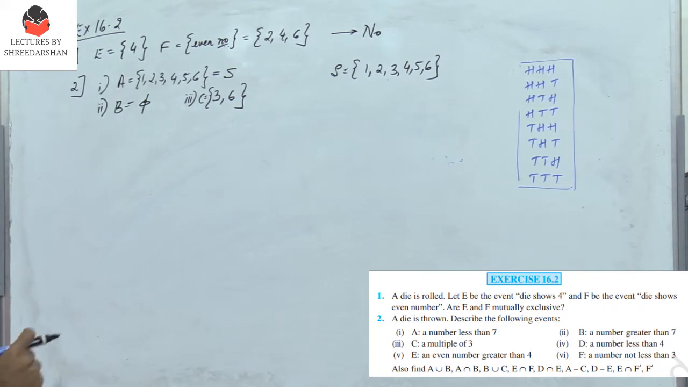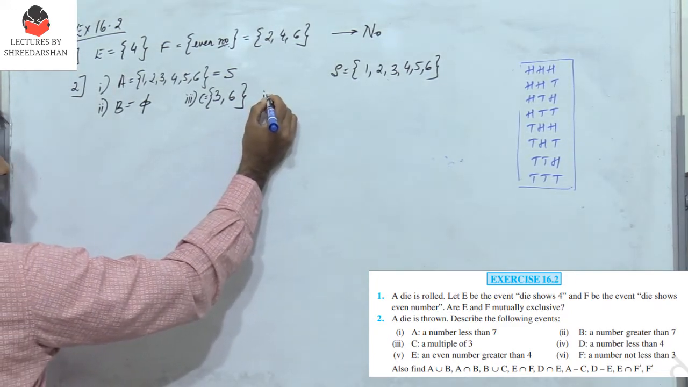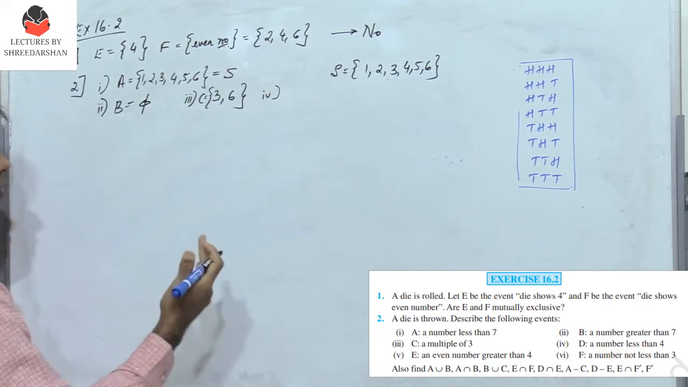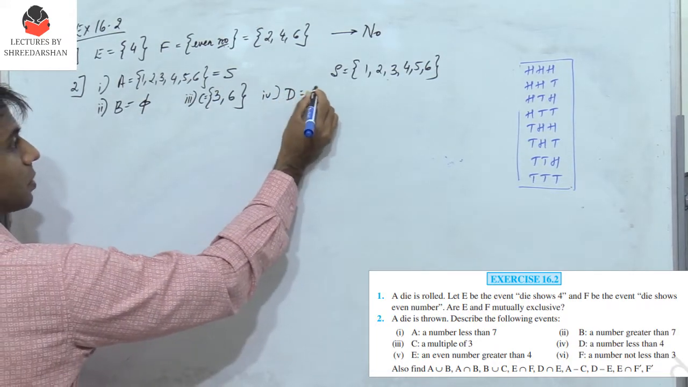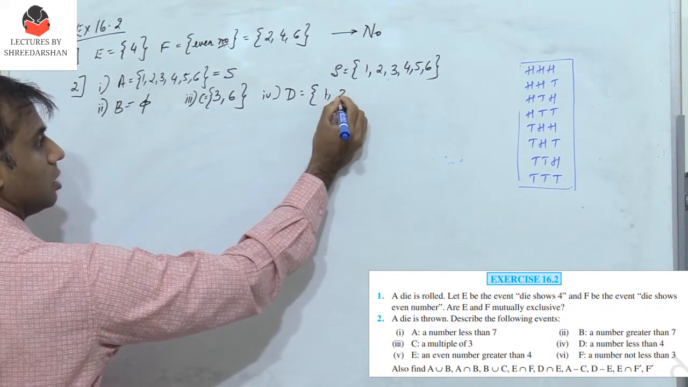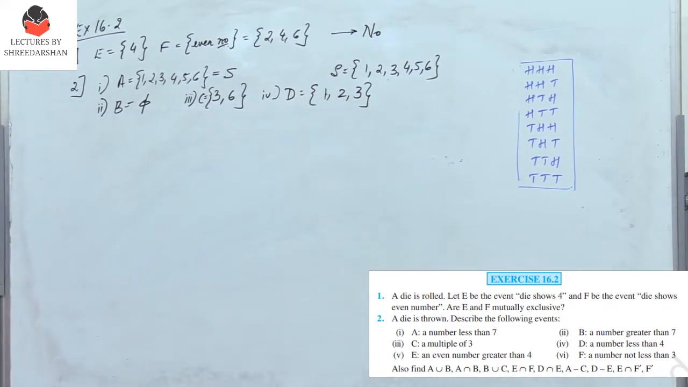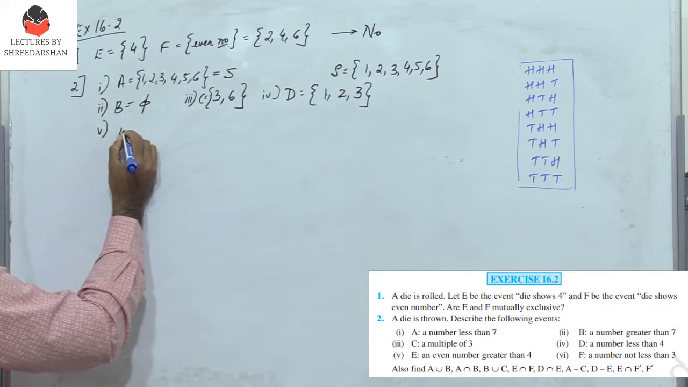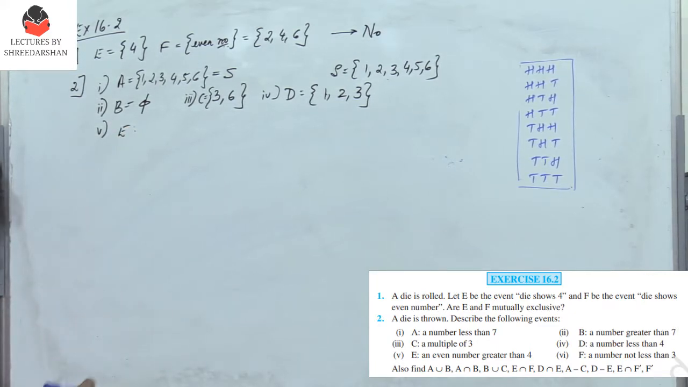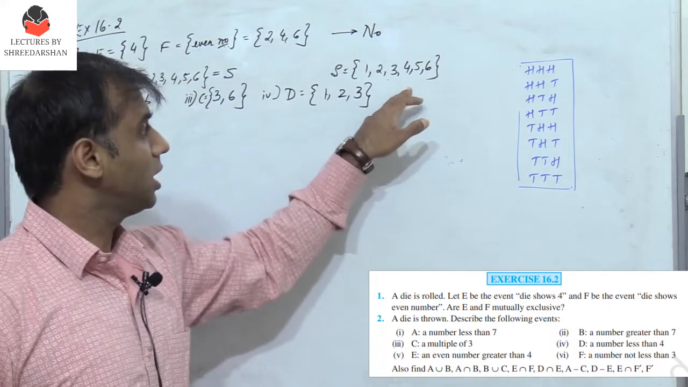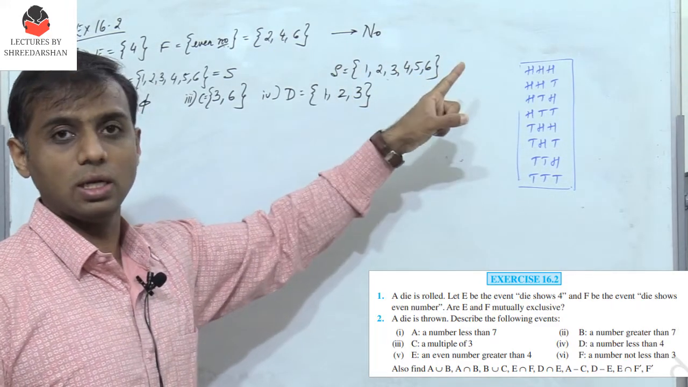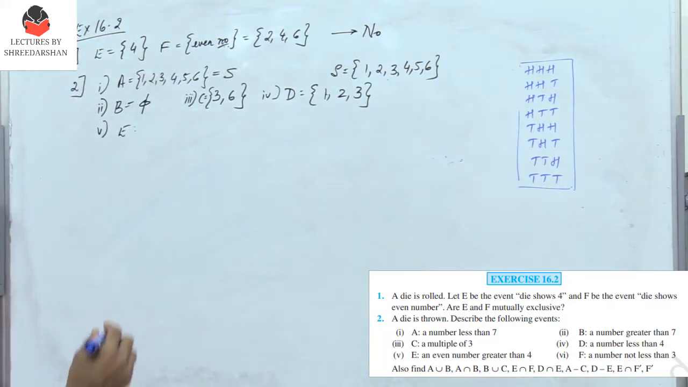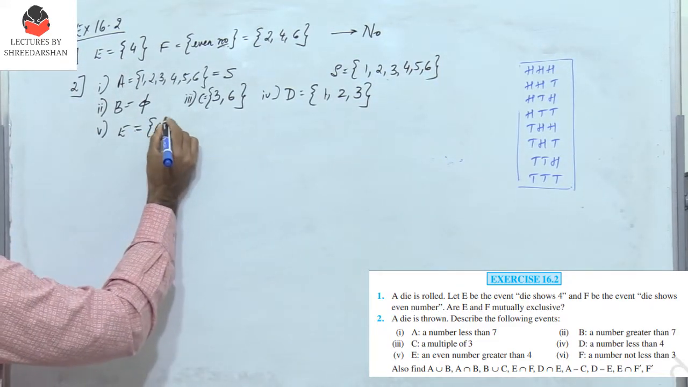Next, what is D? Event D is defined as an event where you have numbers less than 4. What are the numbers less than 4? 1, 2 and 3. So I've defined event D. The fifth one, an event E, where you have an even number greater than 4. So numbers greater than 4 are 5 and 6, and there is only one even number greater than 4, which is 6. So E is nothing but 6.